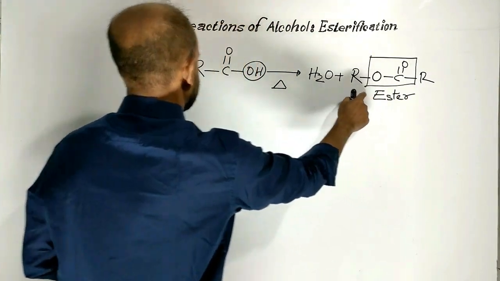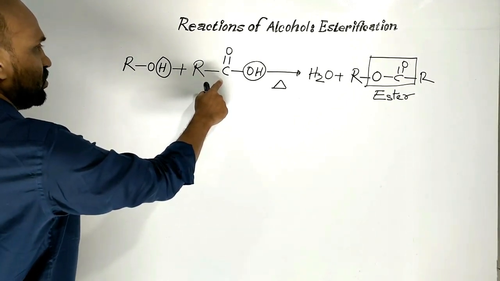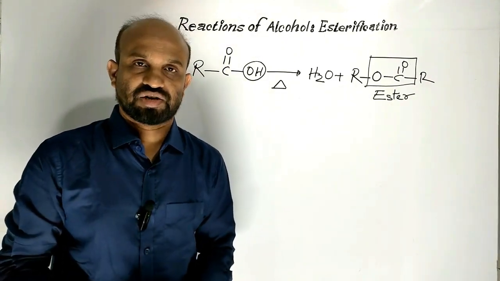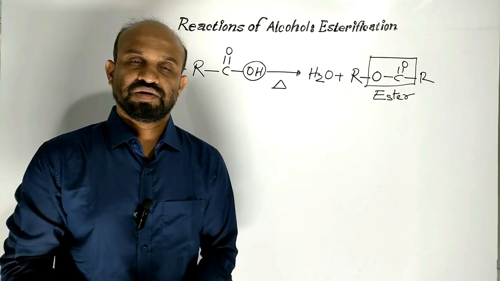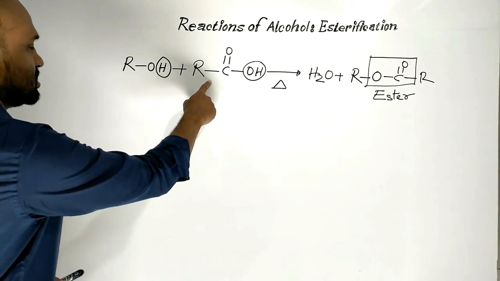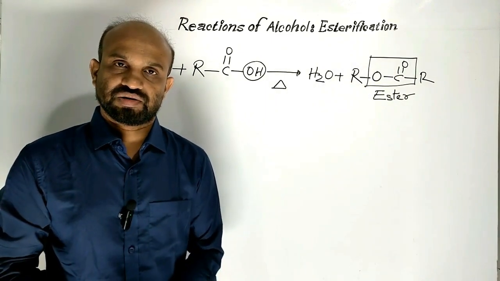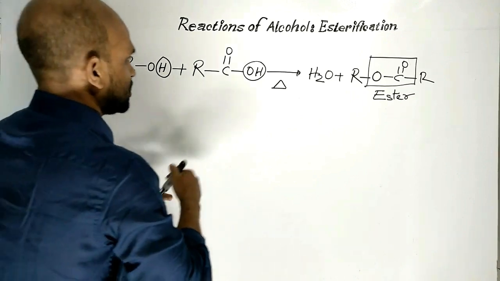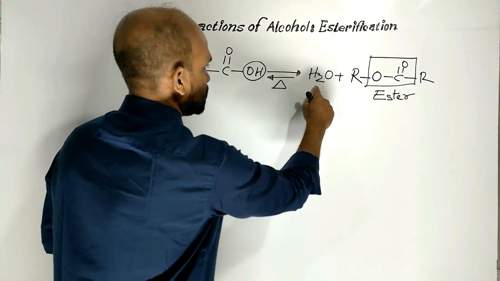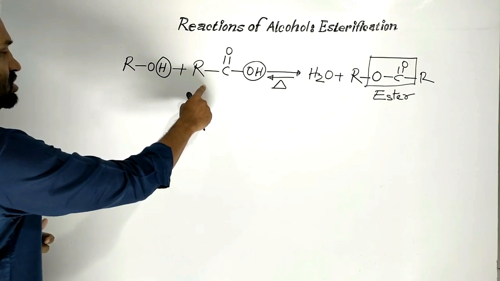Ester is formed. The reaction of alcohol and carboxylic acid forms ester. This reaction is known as esterification. Definition: the reaction of alcohol and carboxylic acid that forms ester is known as esterification. This reaction is a kind of reversible reaction because the products convert to reactants again.